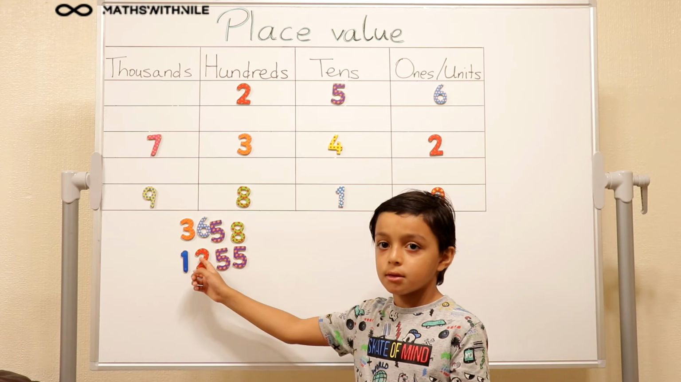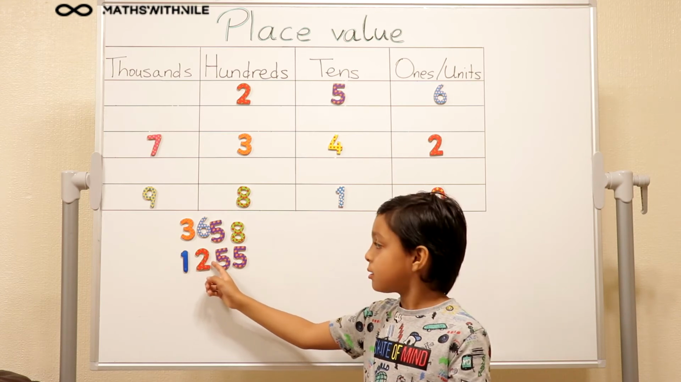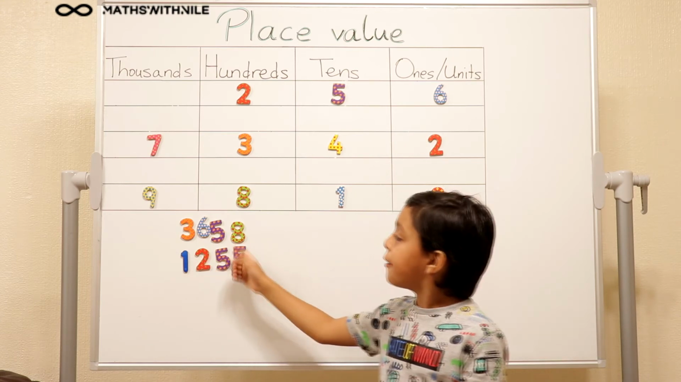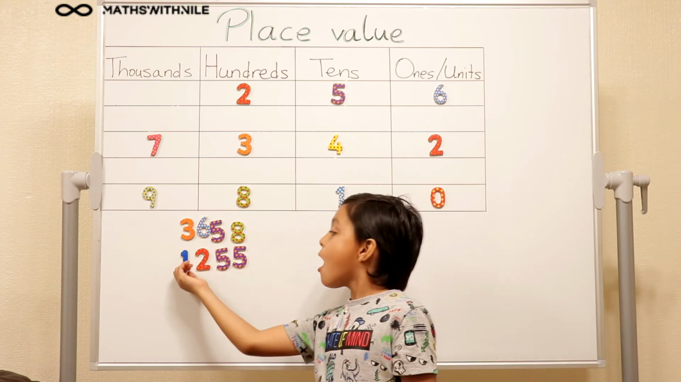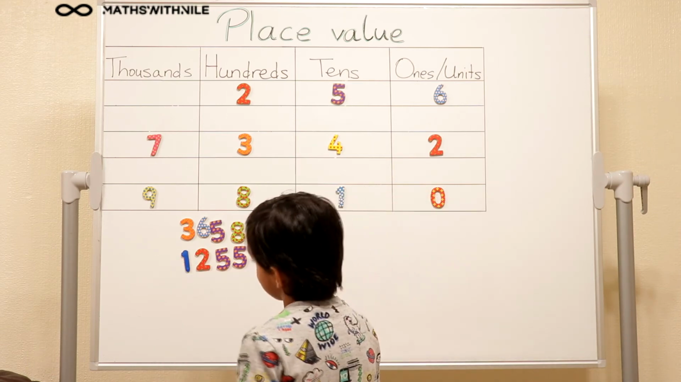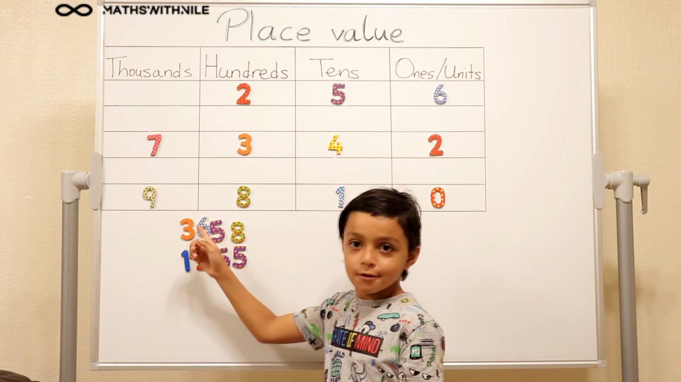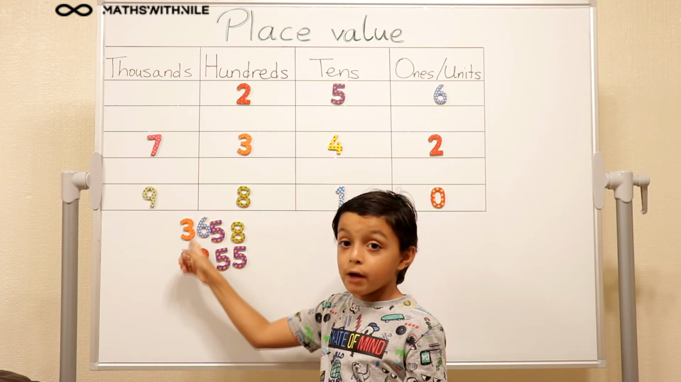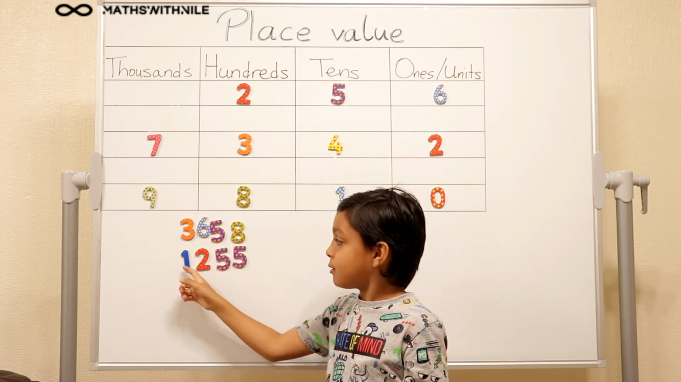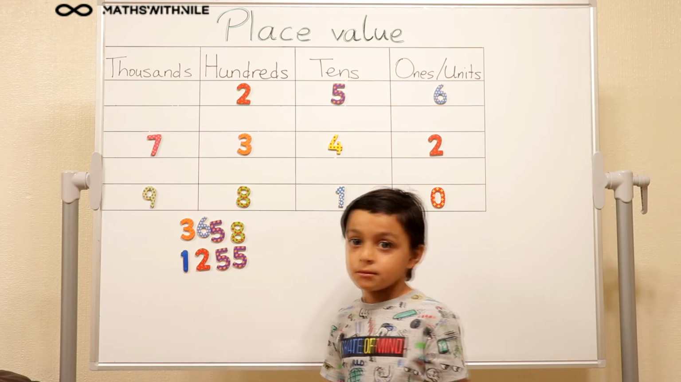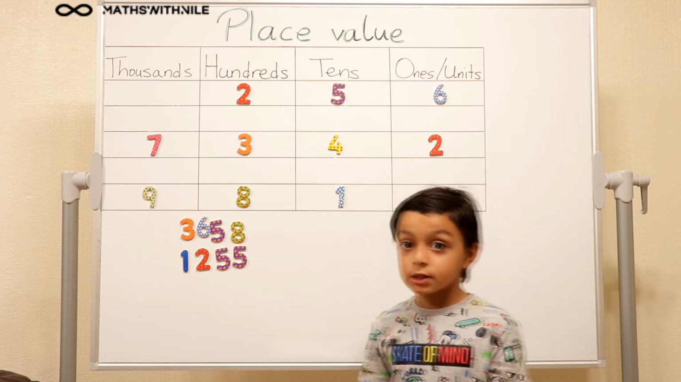1,255. Which one of those two numbers is bigger? No, between the 3,658 and 1,255. Which one's bigger? This one. Why? Because it has 3,000. And the other one only has 1,000. Okay, 1,000.